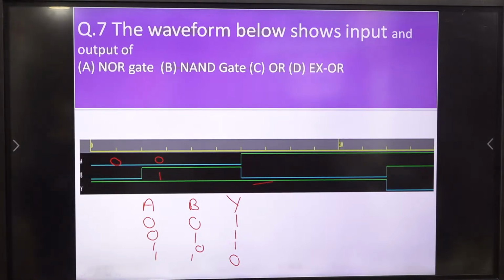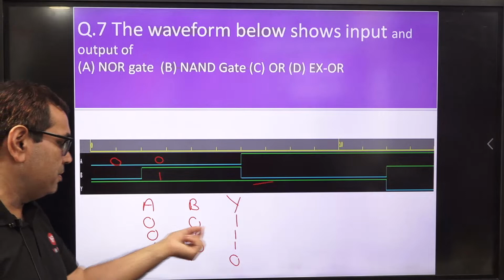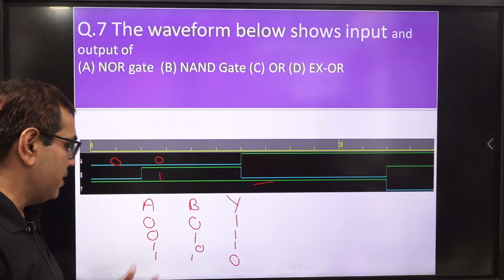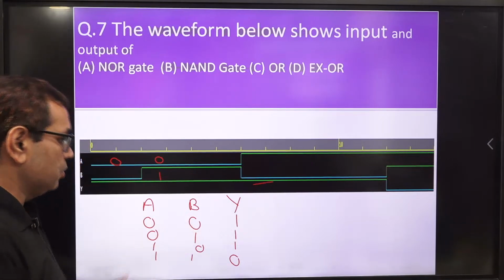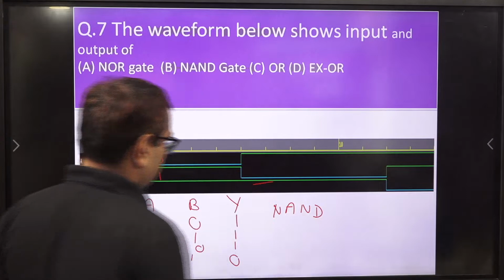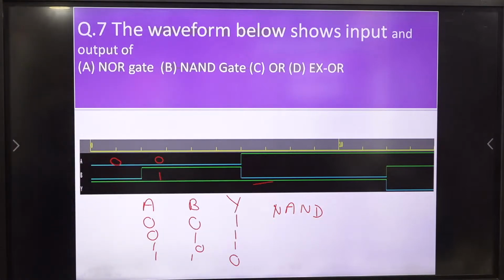Roshan, can you identify which logic gate this is? 0 into 0, 0 complement 1. 0 into 1, 0 complement 1. 1 into 0, 0 complement 1. 1 into 1, complement 0. So it is a NAND gate. Okay, very good. Now let us see the next question.